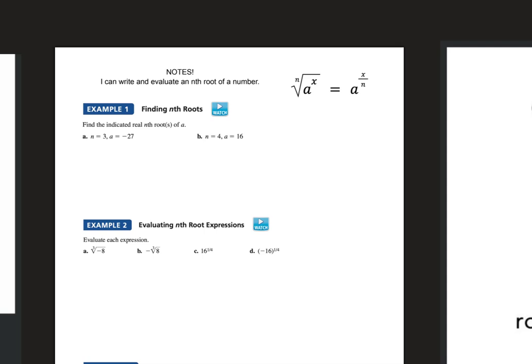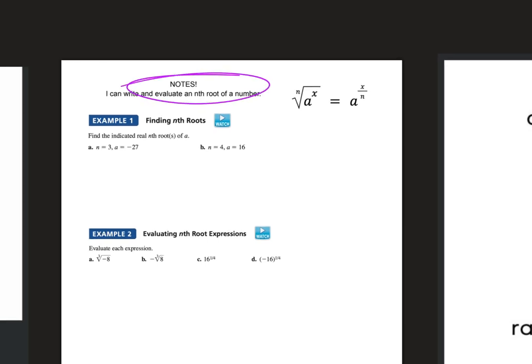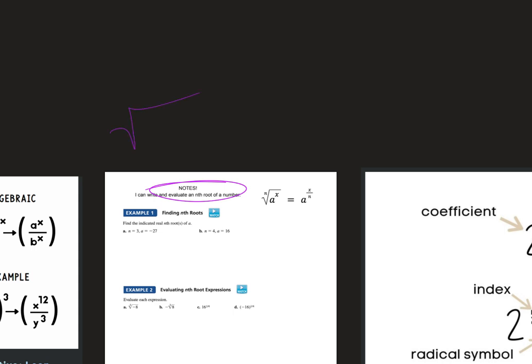We're going to be writing and evaluating nth roots. What the heck is an nth root? Well, if you have a square root, it has this little invisible 2 here, and I guess n would be equal to 2, the index, I guess you could say. If you have a cube root, well, n equals 3. If you have a fourth root, then n equals 4, and obviously you could go on forever, so we just call it the nth root, where n is n.